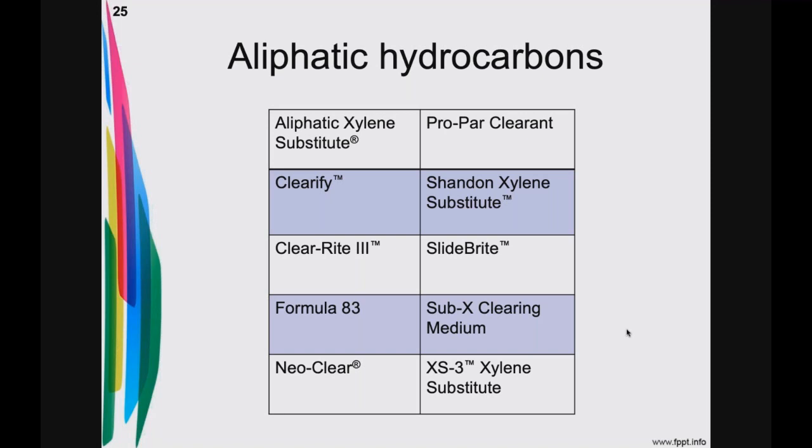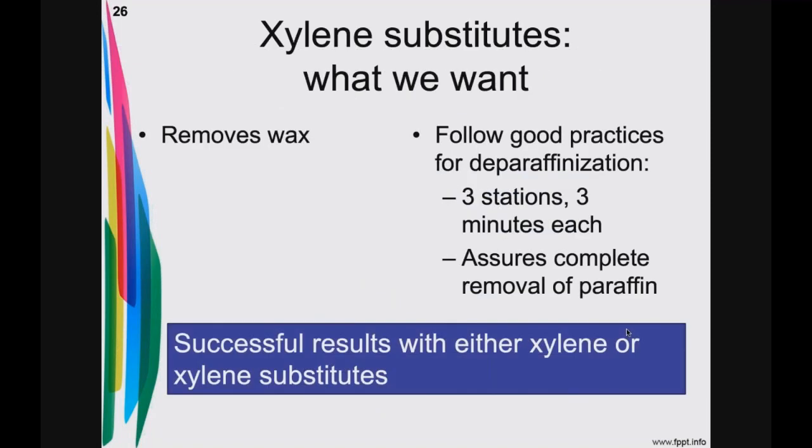Half of these have the same viscosity as xylene. They have no oiliness at all, but others may have a little bit of oiliness to them. Some of them are flammable at room temperature, others are not. Once again, the manufacturers went out and found the characteristics in the aliphatic hydrocarbon that they wanted to mimic xylene as perfectly as possible. They wanted the best of xylene, but they did not want the flammability of xylene.